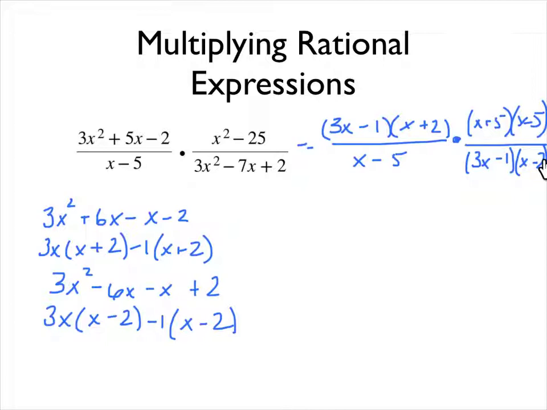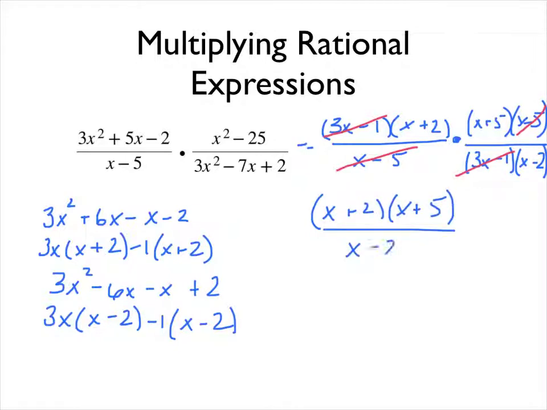But we can cancel here and here because they're diagonal. And we can cancel here and here because they're diagonal. Don't jump the gun, though. You can't do the x plus 2 and the x minus 2. Those don't cancel. You're going to multiply it back together. X plus 2, x plus 5 on the top, and x minus 2 on the bottom.